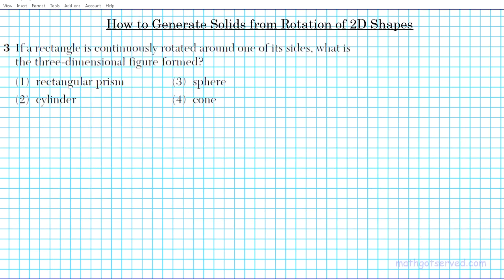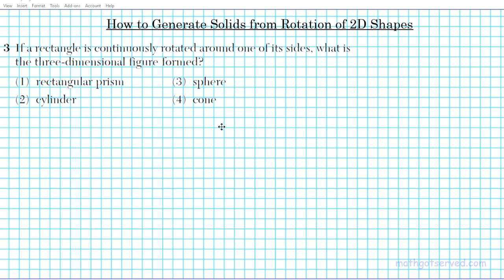Alright, let's take a look at question 3. On question 3, we're going to be assessing how to generate solids from rotating two-dimensional shapes. Okay? Question 3 reads, if a rectangle is continuously rotated around one of its sides, what is the three-dimensional figure formed? Alrighty, so we have rectangular prism, we have sphere, cylinder, and cone.